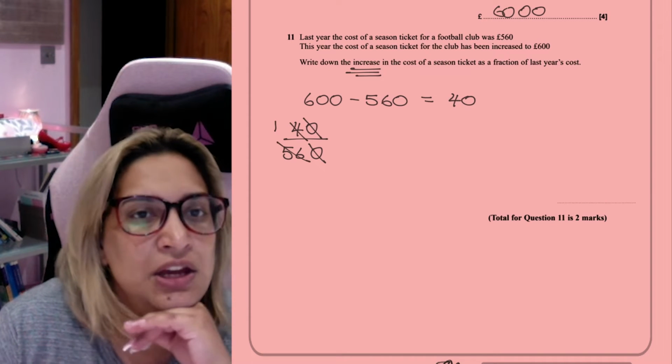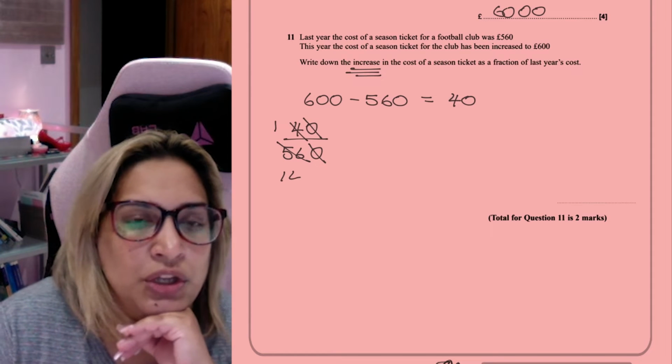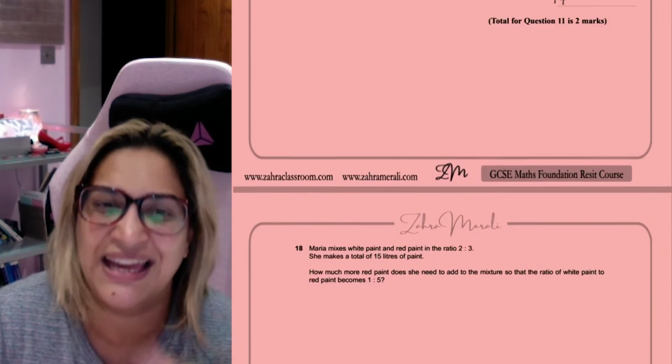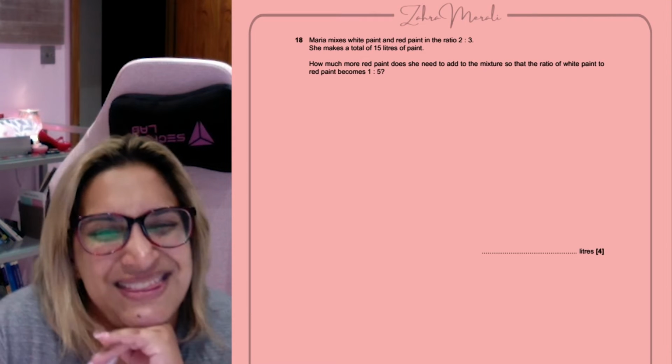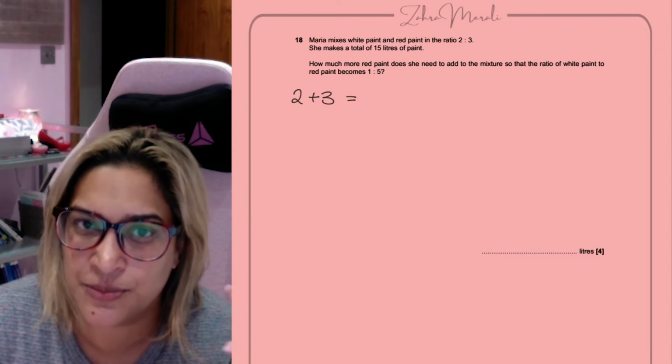Cancel down the zeros, 4's into 56. So it'll be 1/14. You could have done that in 2 bits by dividing by 2 and dividing by 2 again. All right, this one is tricky. It was a very end of a paper, but it's still useful for you to be able to do.